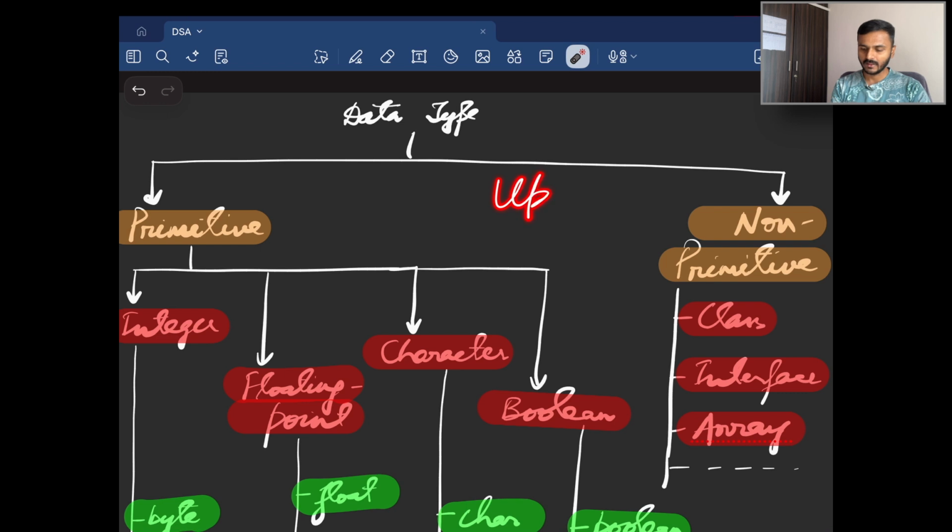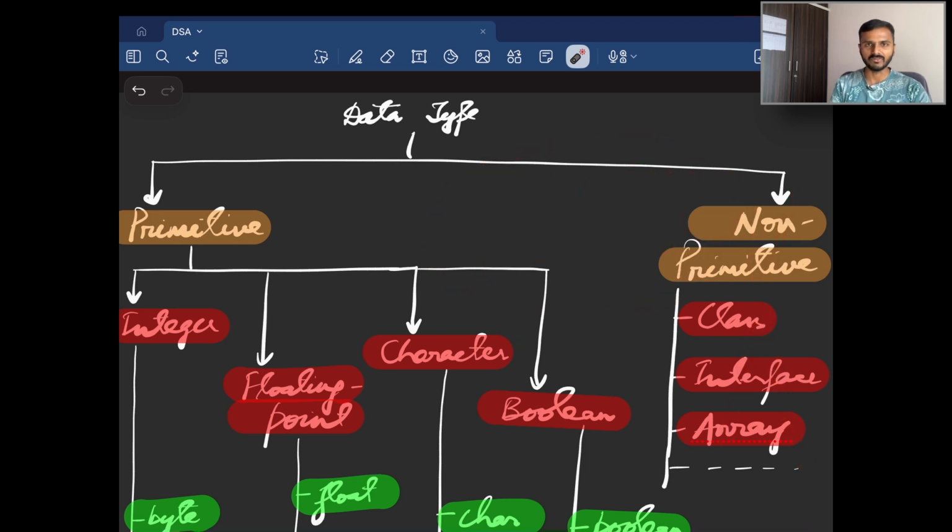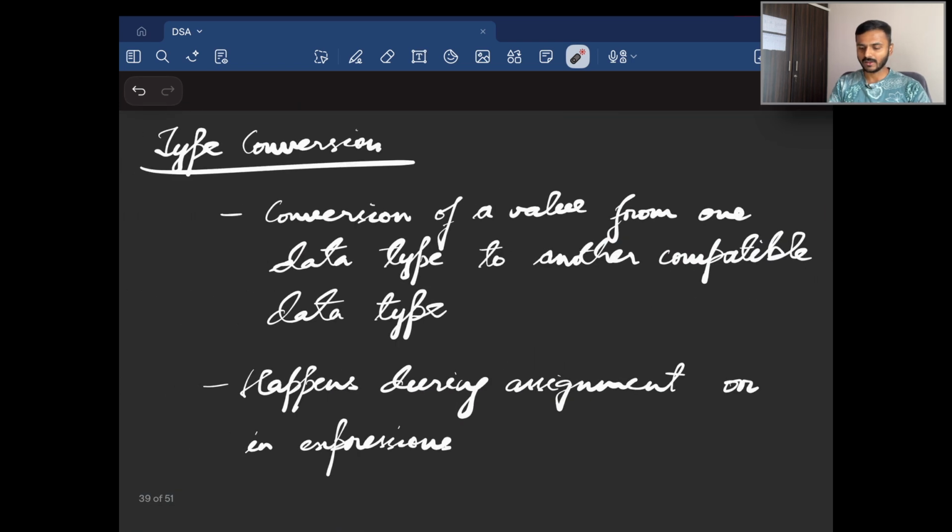But having said that, I should also mention that a similar concept exists for non-primitive data types, and they are upcasting and downcasting. Now, like I said, we will not talk about non-primitive data types, which also means we will not talk about upcasting and downcasting in this video. With this clear, let's go back to the definition of type conversion and let's take a look at a few examples where type conversion will take place.